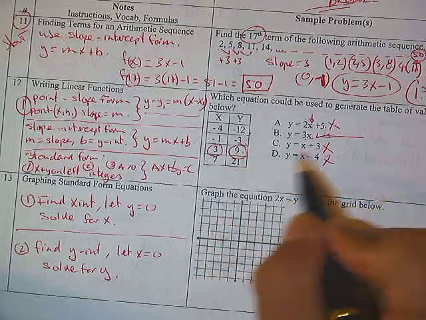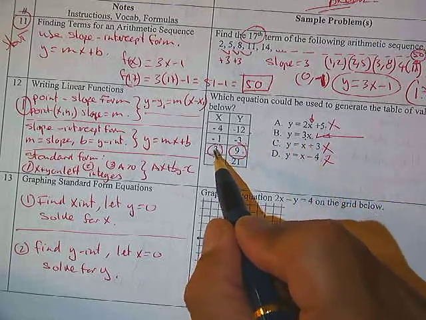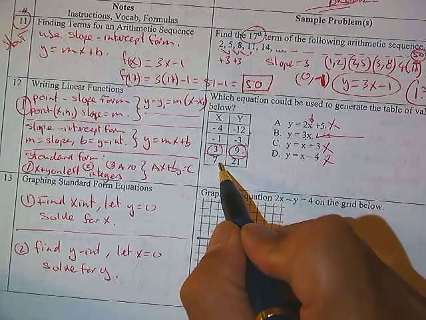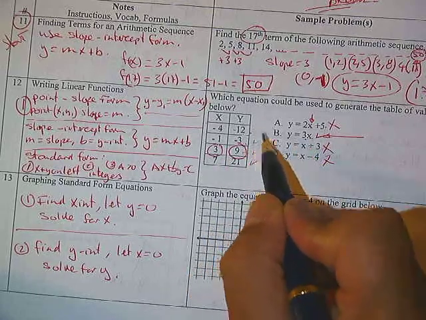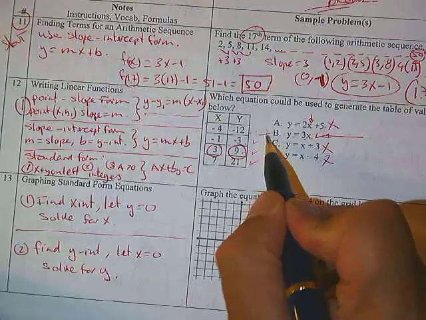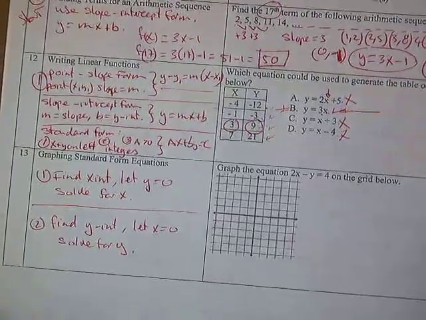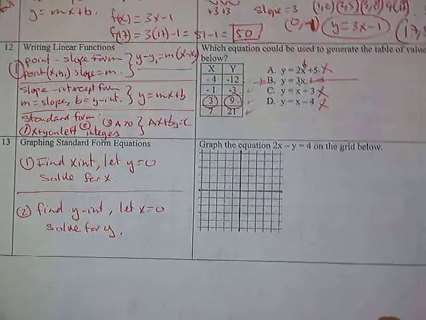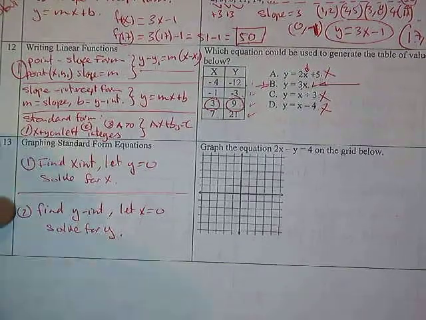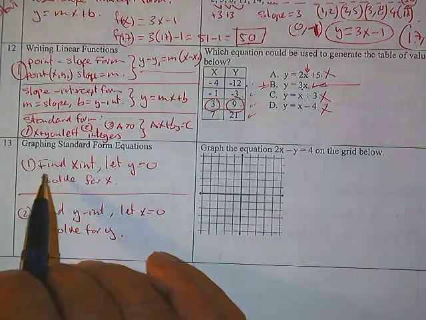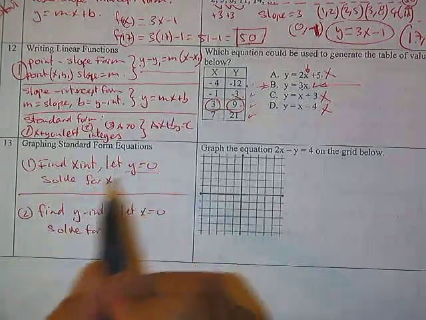So if x is negative 4, times 3 is negative 12. x is negative 1, times 3 is negative 3. x is 3, times 3 is 9. And x is 7, times 3 is 21. So all legit for B. So just plug and play. Alright, number 13. And then number 13, what does it say?